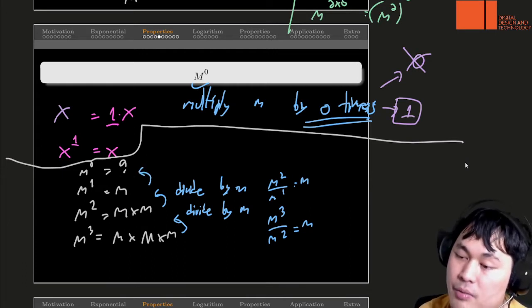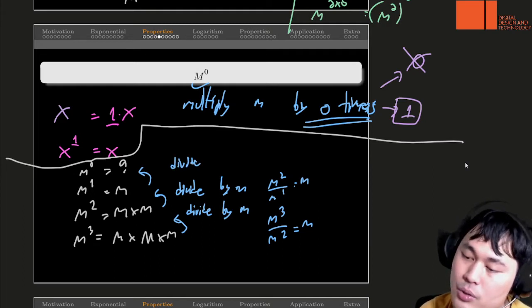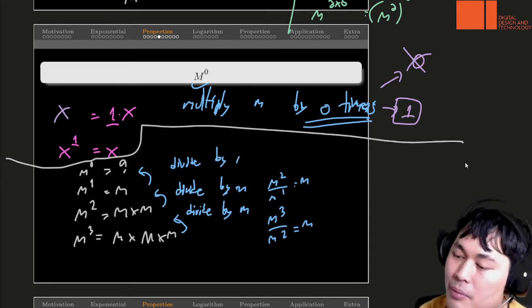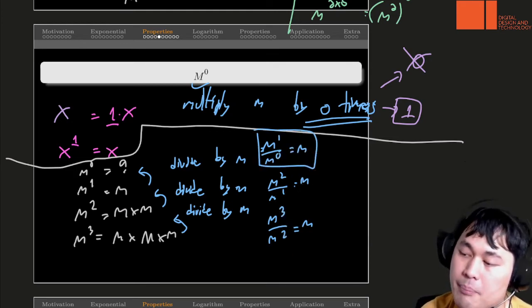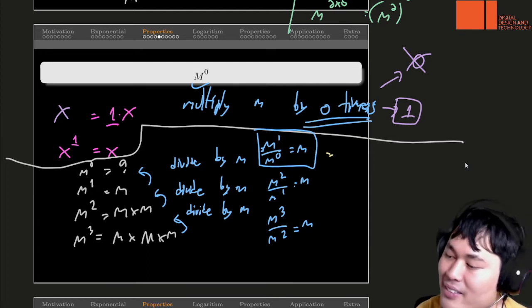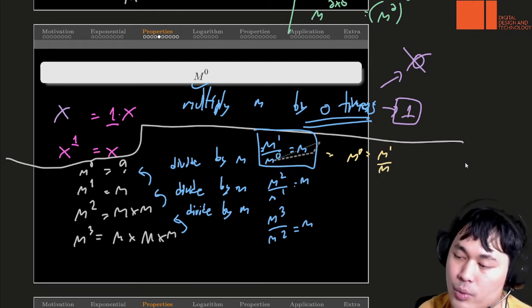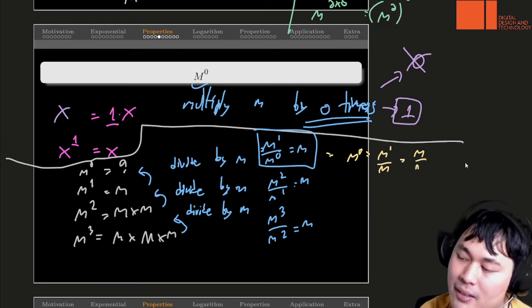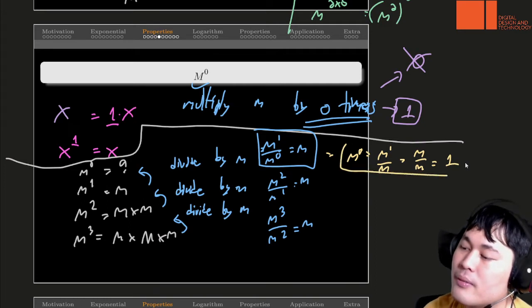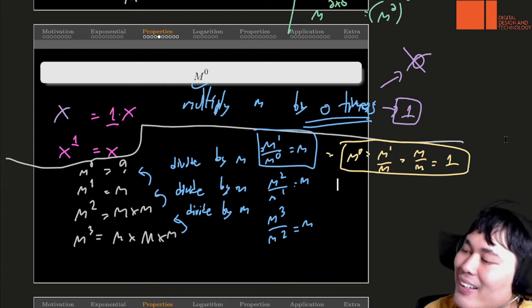And then if this pattern persists, you should get m to the 0 by dividing the previous term by m. That means m to the 1 divided by m to the 0 should be m, to keep the same pattern. But what is m to the 0 then? m to the 0 would be m to the 1 divided by m, if you switch that and multiply both sides by m to the 0 and divide both sides by m. But that is exactly just m over m, which is 1. So that's the proof, quote unquote, of this property.